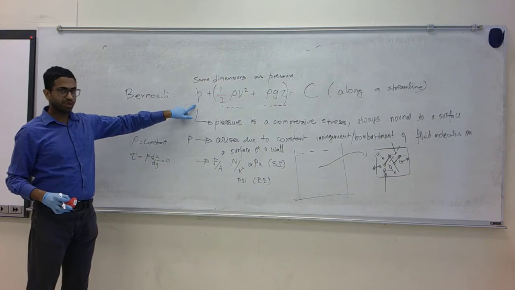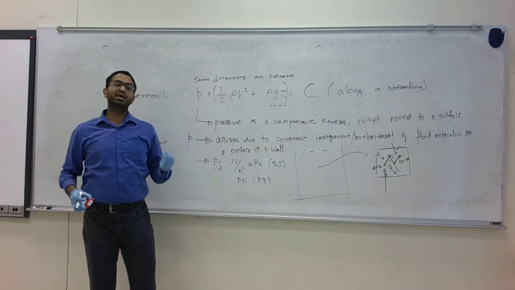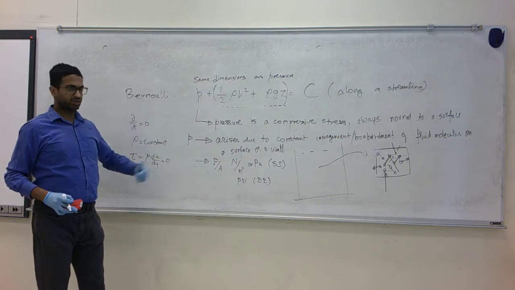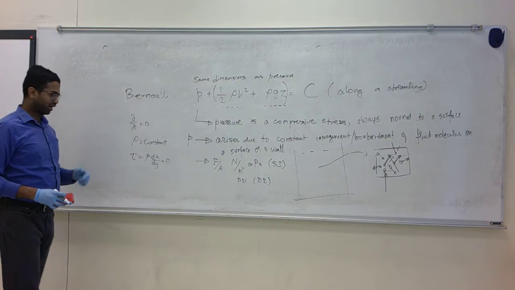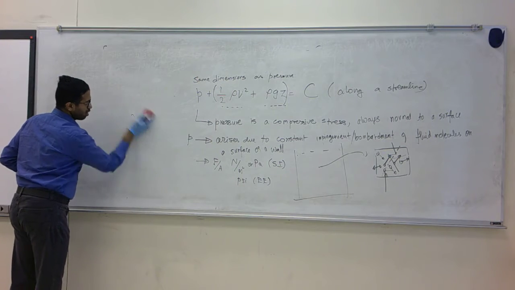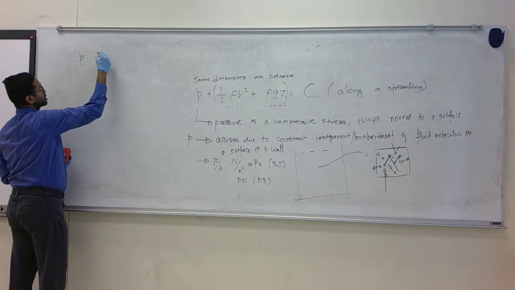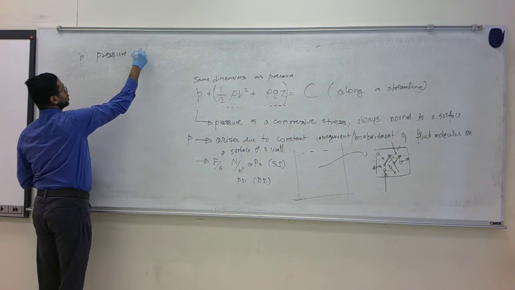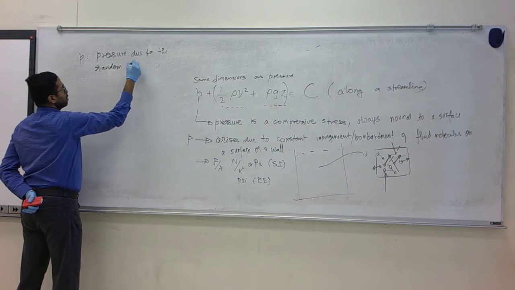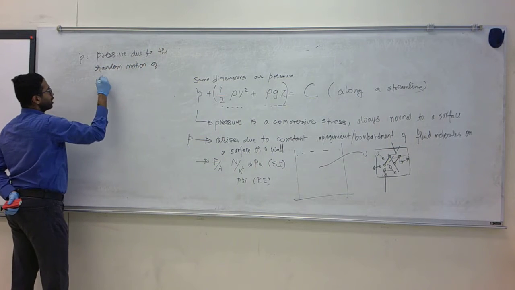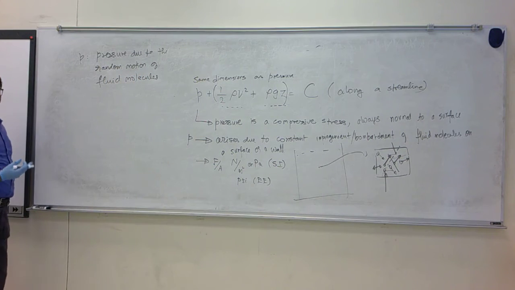This is the pressure that you know of. If you put your finger into a fluid, it's the force per unit area that you feel. That's what we call pressure. The second two terms are also related to pressure, and we'll see what they are. So P is the pressure due to the random motion of fluid molecules. This is what we discussed earlier.